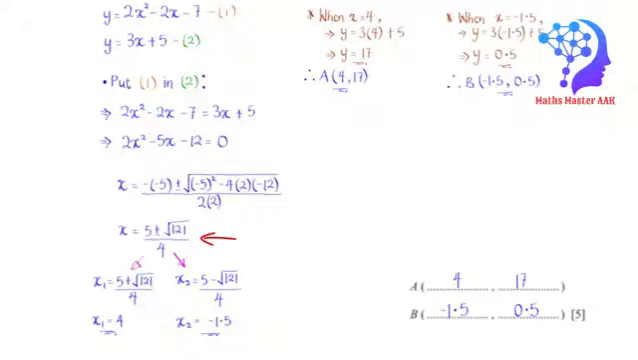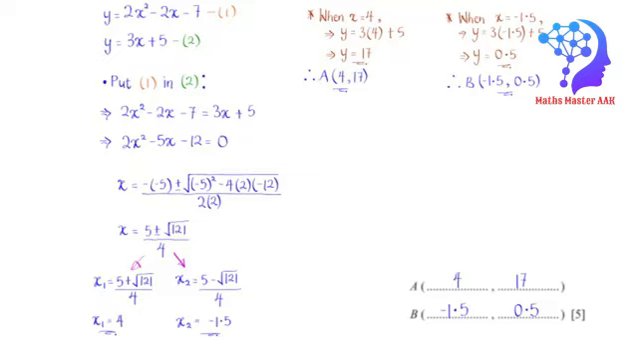For the first value of x, we have 5 plus square root of 121 divided by 4, and this gives us 4. For the second value of x, we have 5 minus square root of 121 divided by 4. This gives us negative 1.5. Since A is on the positive side of the x-axis, it means that the x-coordinate of A is 4. And since point B is on the negative x-axis, the x-coordinate of point B is negative 1.5.